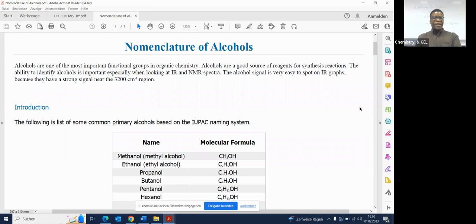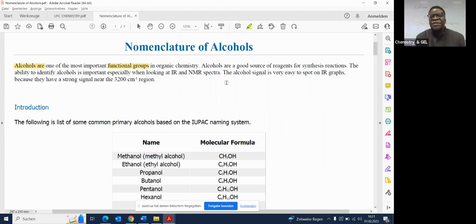Nomenclature of alcohols. I'm reading from here. Let me get my pencil. Alcohols are one of the most important functional groups in organic chemistry. You know the meaning of functional group. We discussed this when we looked at the hydrocarbons, the functional groups in organic chemistry. Alcohols are a good source of reagents for synthesis reactions. The ability to identify alcohols is important, especially when looking at IR and NMR spectra. That's going to be explained, don't worry.